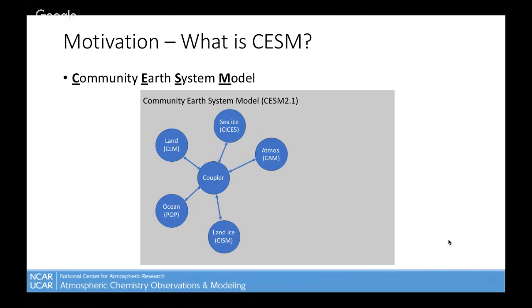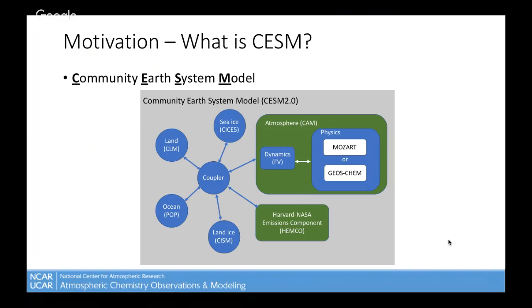The Community Earth System Model, or CESM, is basically a model framework that combines a number of different elements of the Earth system into a specific model. As we've shown here, we have the land model, or CLM, sea ice, atmosphere, land ice, and ocean, and these all get passed through a coupler that enables the bidirectional feedbacks between each of these individual models. For most of the rest of this talk, I'm going to be talking about CAM-Chem, which is a more complex version of the atmosphere model where we have full chemistry.